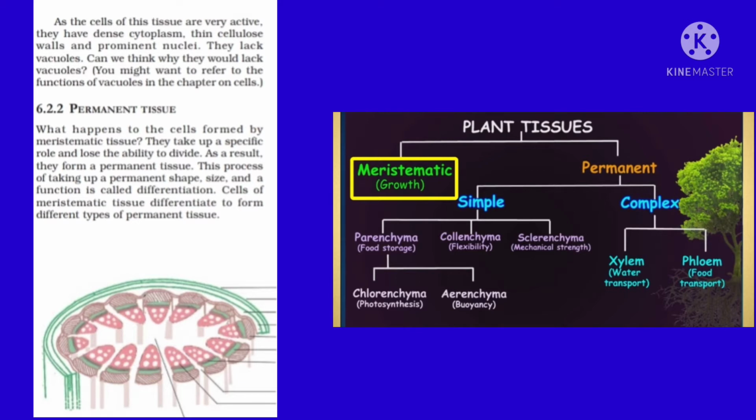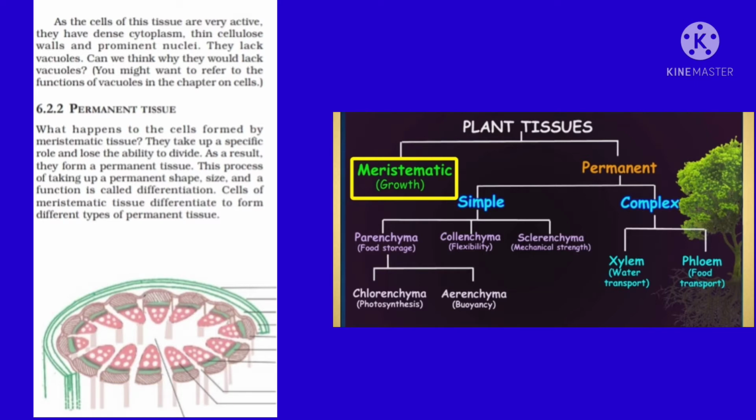These permanent tissues are divided into two groups: simple permanent tissues and complex permanent tissues. Today let us discuss simple permanent tissue. This permanent tissue is derived from meristematic tissues, which are dividing cells. As time passes, after a few days, these meristematic cells lose the ability to divide because they no longer go for division. Thus, they turn into permanent, non-dividing tissues.